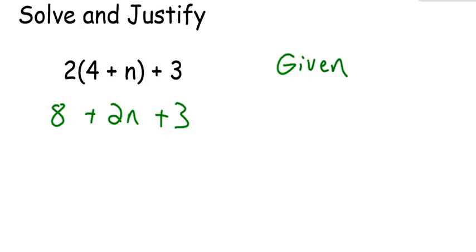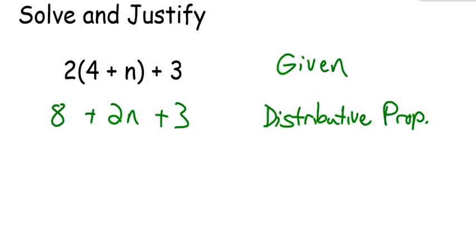Now ponder it. What did I actually do? What I actually did was I used the distributive property. And that's my justification. So I took 2 times the 4, that's where the 8 came from. And then I took 2 times the n, that's where the 2n came from. And because the 3 is not inside the parentheses, I left the 3 alone and went straight down.